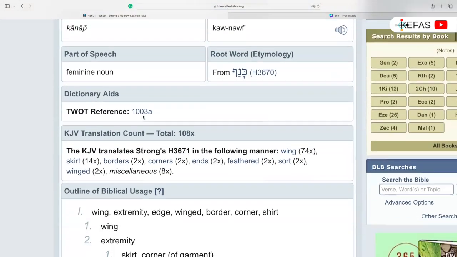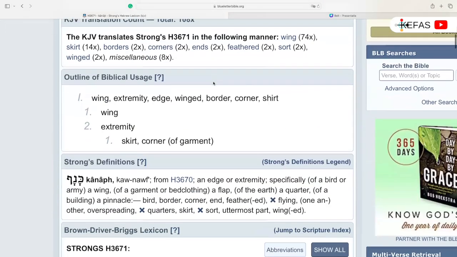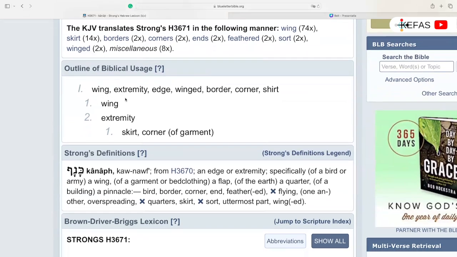look at this. It's actually saying outline of biblical use, wing, edges, border, corner. Yes. Now the wings, the corners of the altar were also described as wings, for those who know. The corners of the altar. I'm talking about the altar where they sacrificed animals in the temple. Okay, it has corners which were also called wings of the altar.